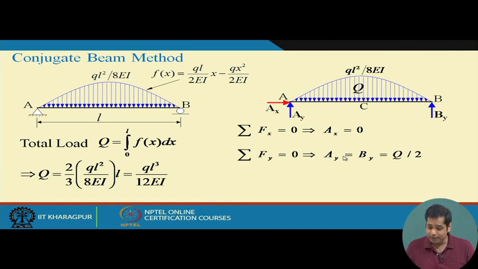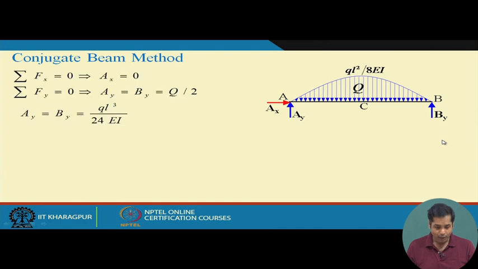Summation of Fy is equal to 0, since it is a symmetric beam. So, Ay will be equal to By, and Ay equal to By will be Q by 2, the total load divided by 2, shared by both the supports, and this will give us QL cube by 24 EI. This is the total Q we already obtained. Okay. So, these are the support reactions.